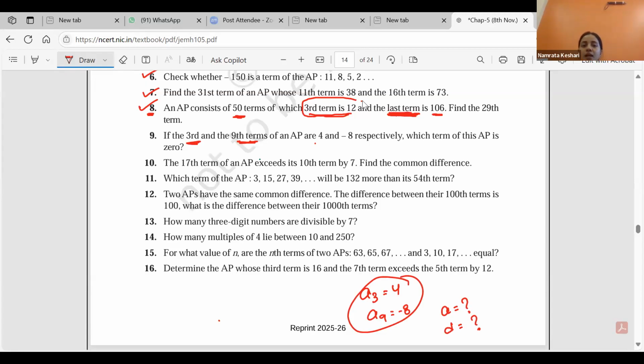Here it says, after getting A and D, please find which term of this AP is 0. Which term of the AP is 0? We will say, let's assume that the nth term is 0. First find A and D. From A3 as 4 and A9 as minus 8, you have to find A and D.